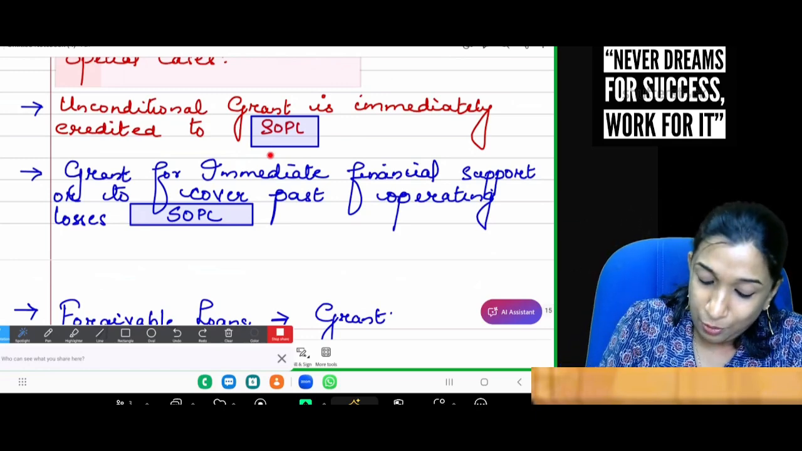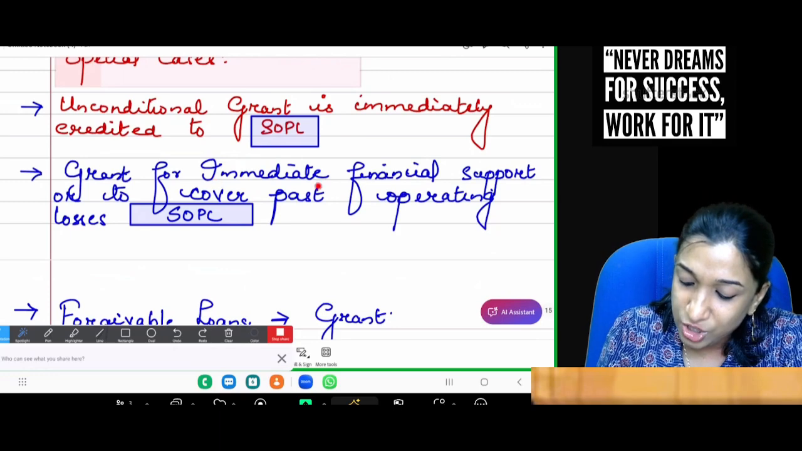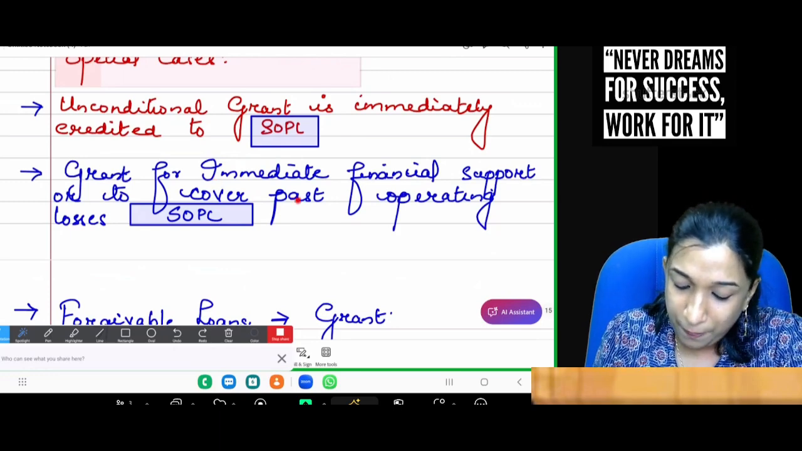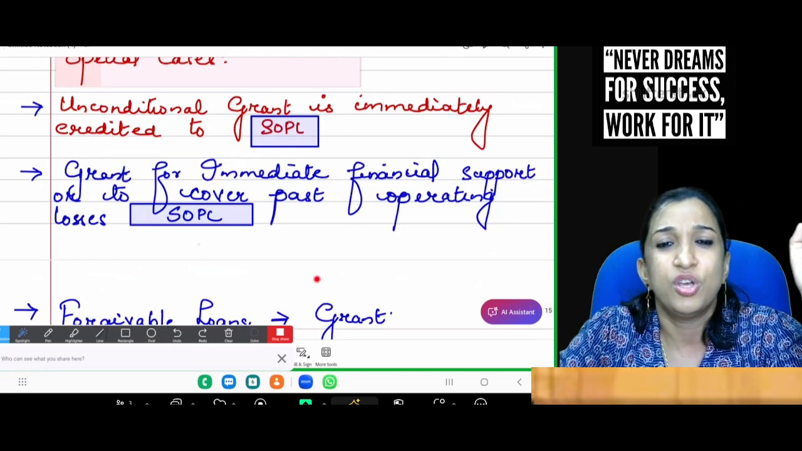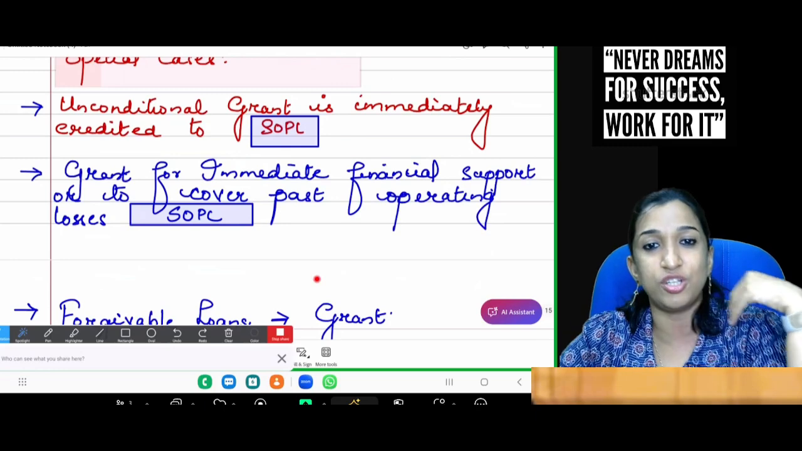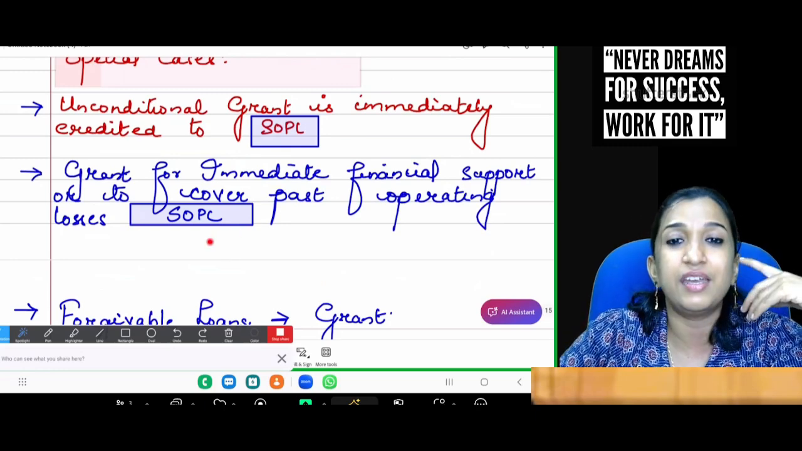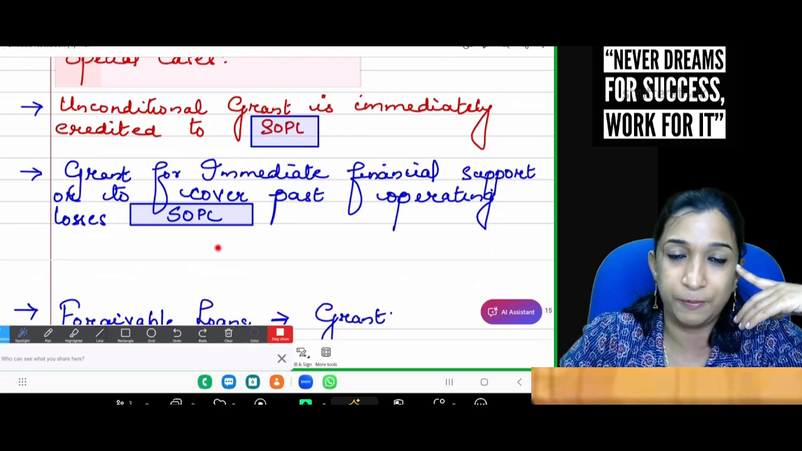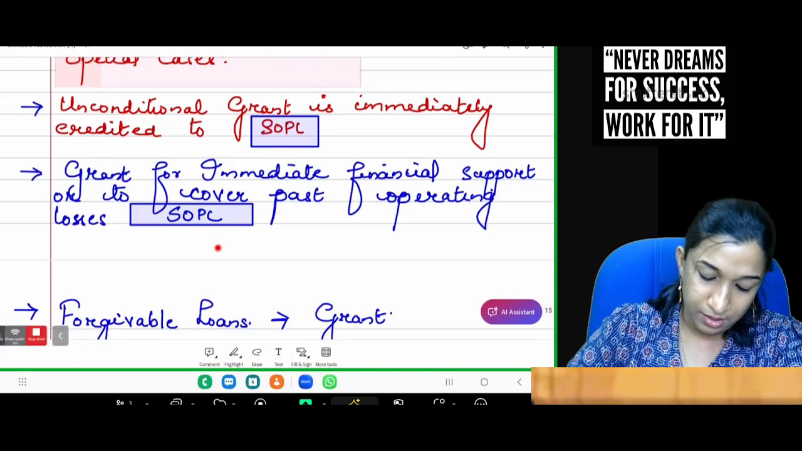Okay. Now, grant for immediate financial support or to cover past operating losses. So, no more further conditions to satisfy. Immediately transfer to the statement of P&L. Okay.